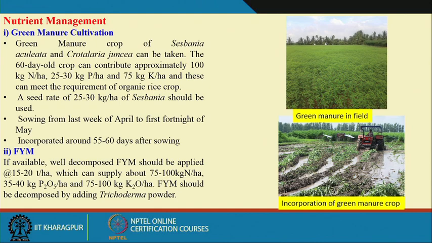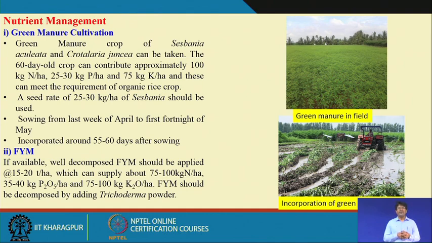So, if you are growing the green manure crops before the rice, the seed rate is around 25 to 30 kg per hectare for Sesbania, and the sowing time is the last week of April to the first fortnight of May, and this is plowed back and incorporated in the field. Before land preparation, when the crop is around 55 to 60 days, because it is at a fleshy vegetative stage, it can be plowed back, and at this stage if you incorporate it in the field, it can be well decomposed and the nutrients can be easily available for the rice crop.